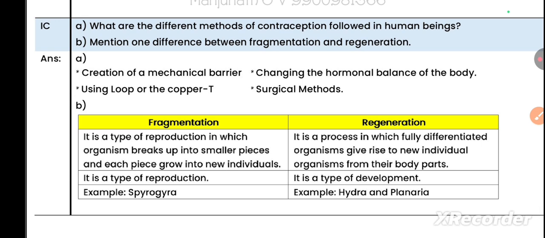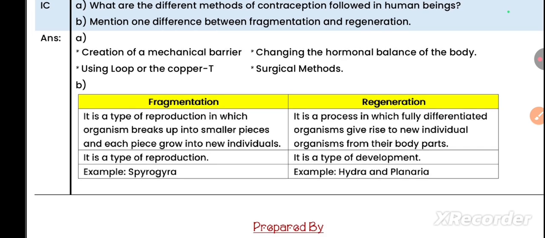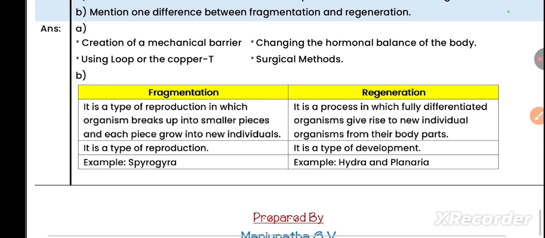A. What are the different methods of contraception followed in human beings? Creation of a mechanical barrier, using a loop or a copper T. Then surgical methods, and changing the hormonal balance of the body. B question, mention the difference between fragmentation and regeneration.